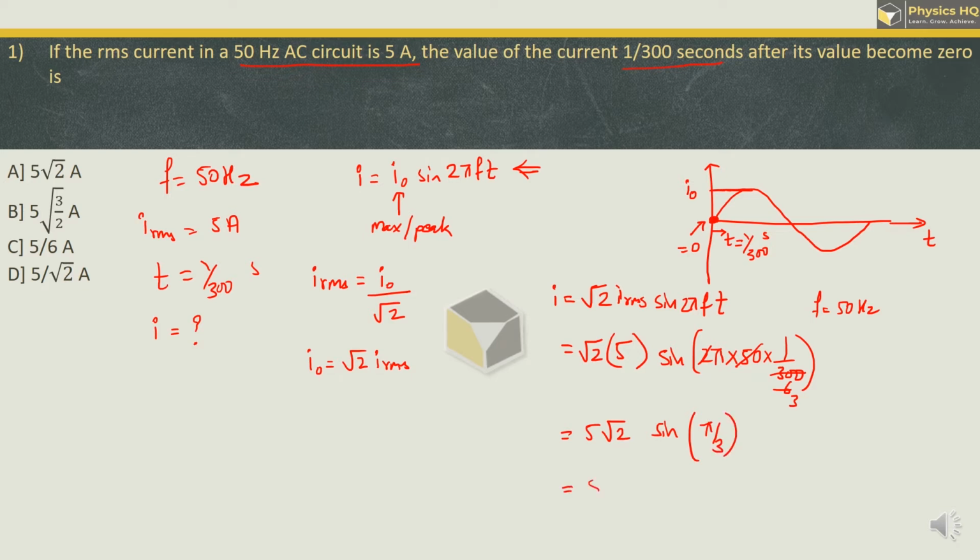What we are left with is 5 root 2 sine pi by 3, which is sine 60, which is root 3 by 2. Now 2 can be written as root 2 into root 2. One root 2 will be cancelled from numerator and denominator. And the final value of current that we get is 5 root 3 by 2 ampere. So the correct option is option B.